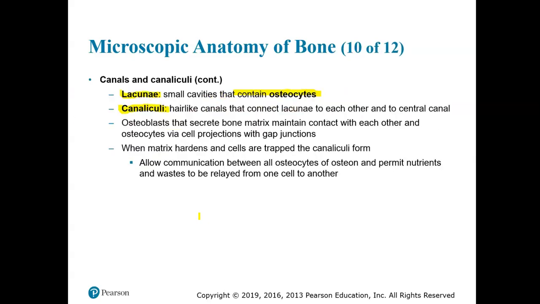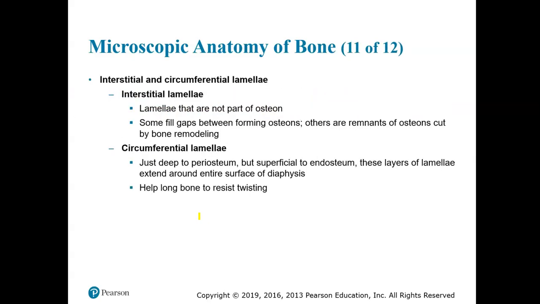All right, and then in addition to the lamellae that form the osteon, you also have interstitial lamellae, which is bone tissue that fills in the gaps. Because if you can imagine a bunch of cylinders, there would be spaces between them. If you were holding a bunch of drinking straws in your hand, you'd have gaps. So the interstitial lamellae fill in the gaps, and the circumferential lamellae go around the outside of everything.